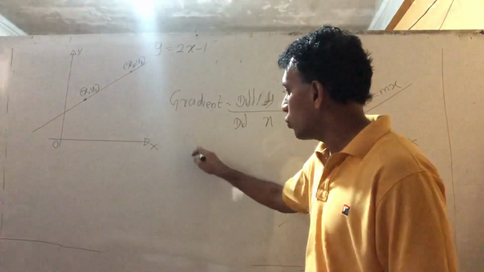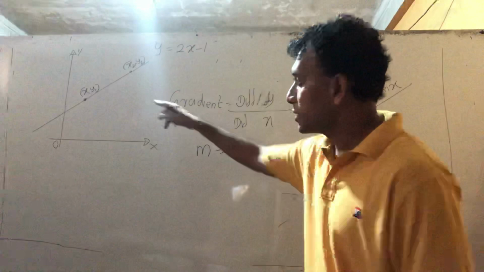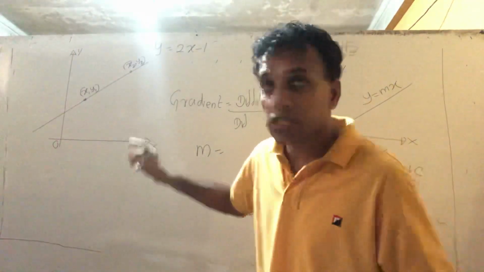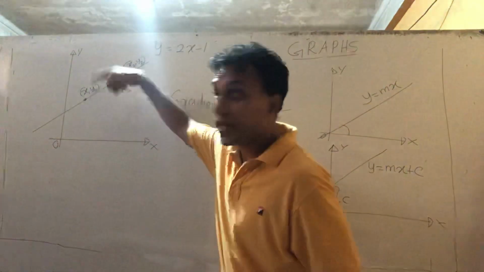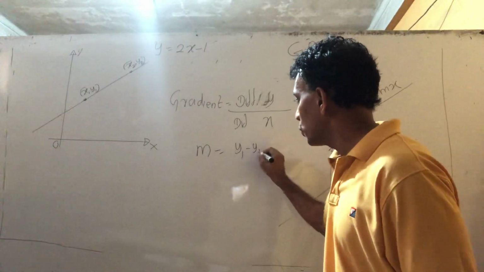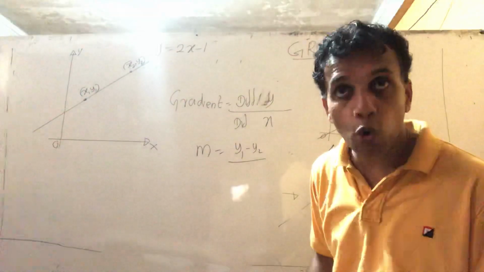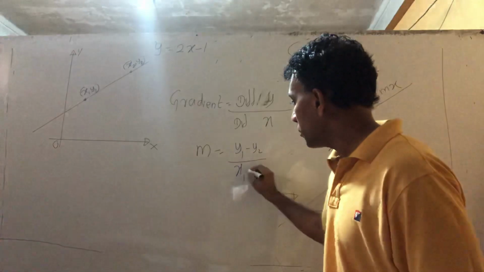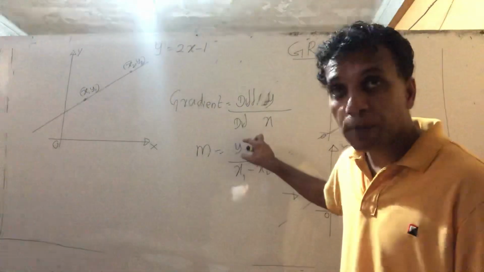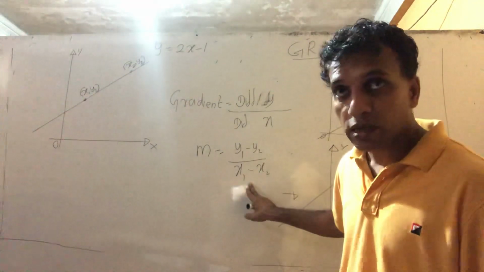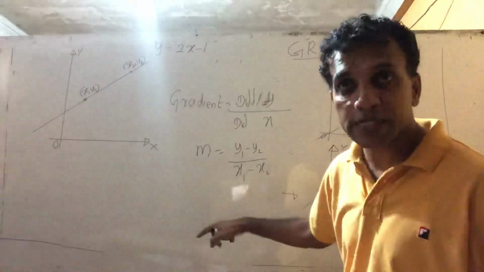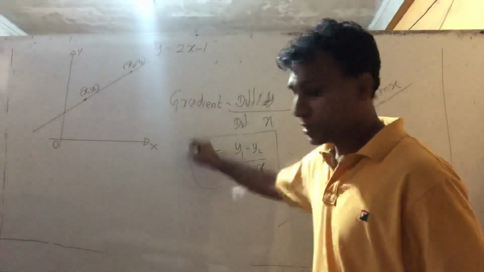Now we say m equals, see the diagram, what is the difference between the y? Difference means subtract. Generally we take y1 minus y2, divided by the same order, x1 minus x2. Don't change the order. Here how you subtract, then same here subtract. If you subtract y2 minus y1, you also say x2 minus x1, right? Copy this. This is the method.